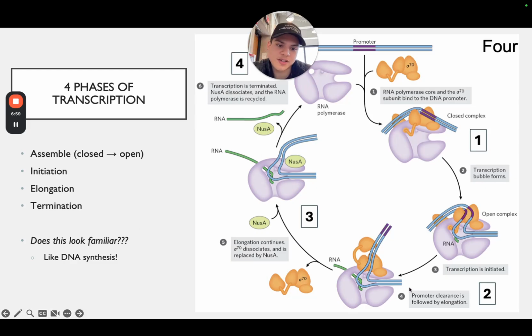Then there's elongation, which I don't really need to tell you guys about in depth, other than that the RNA transcript grows longer. And then there's termination, where we reach the terminator region and the RNA polymerase is just going to come off of the transcript, or off of the DNA duplex itself. And so this looks very familiar to DNA synthesis: initiation, elongation, termination.